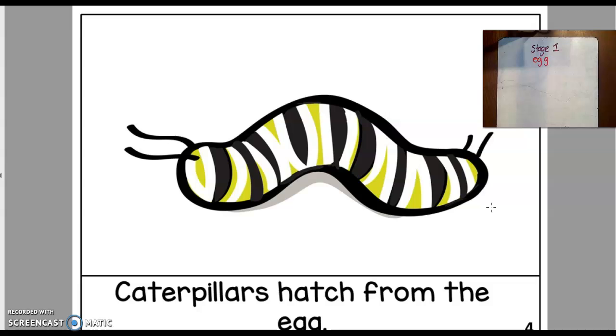Caterpillars hatch from the egg. Okay, so now I know we're in stage 2 because something has hatched. So stage 2. Now, if we remember from our Exploring Life Cycles book, we call that the larva. That's the larva because in an insect life cycle, not all stage 2s are caterpillars. That's just not how it works. They're larvae.